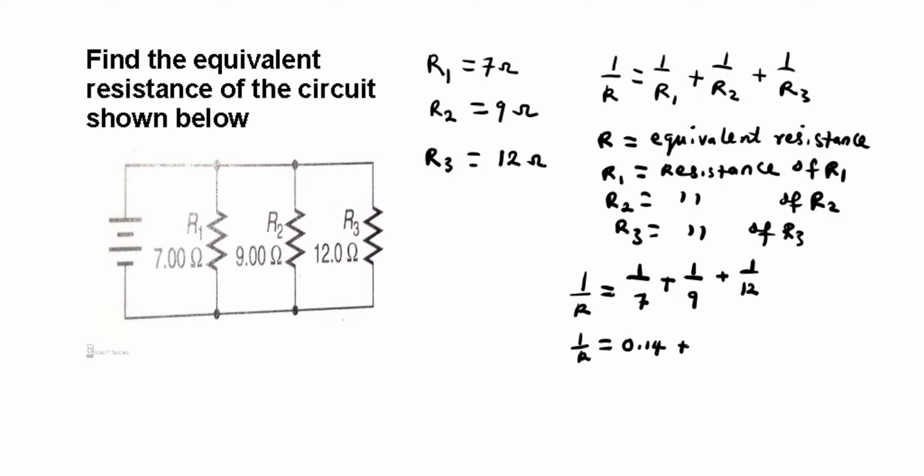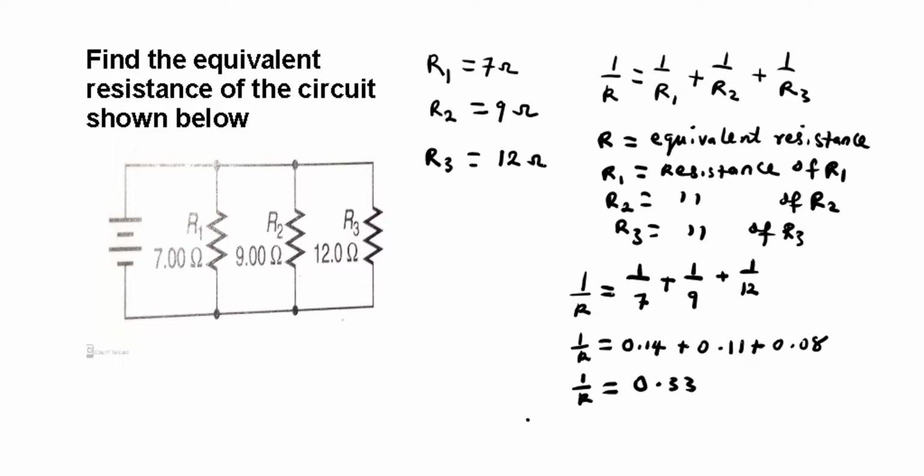Plus 1 over 9 will give you 0.11, plus 1 over 12 will give you 0.08. So let's add up. 0.14 plus 0.11 plus 0.08 will give you 0.33. So here we have that 1 over R is equal to 0.33.